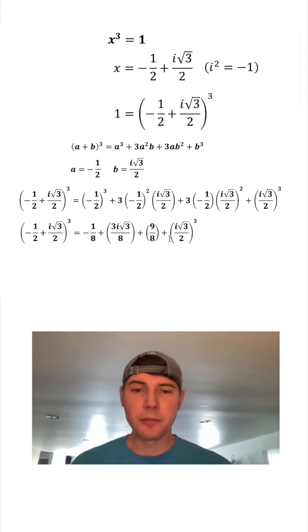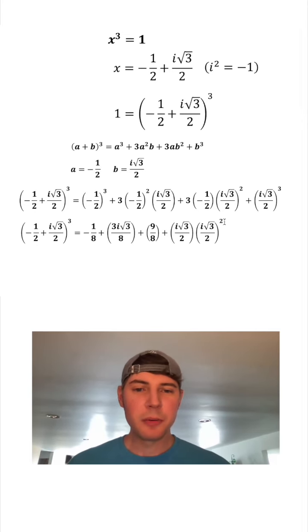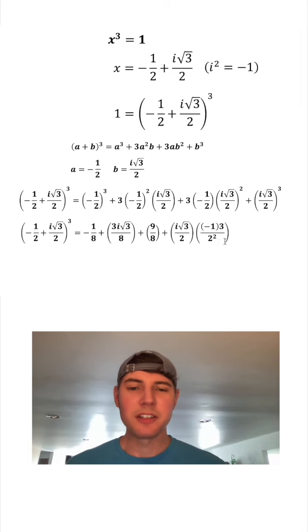Now for the last term, this thing cubed means multiply it 3 times. And then let's take these two, combine them to make it squared. Then I want to distribute the squared to all three. And then once again, i squared is equal to negative 1. Root 3 squared is equal to 3. And 2 squared is equal to 4. Negative 1 times 3 is equal to negative 3.